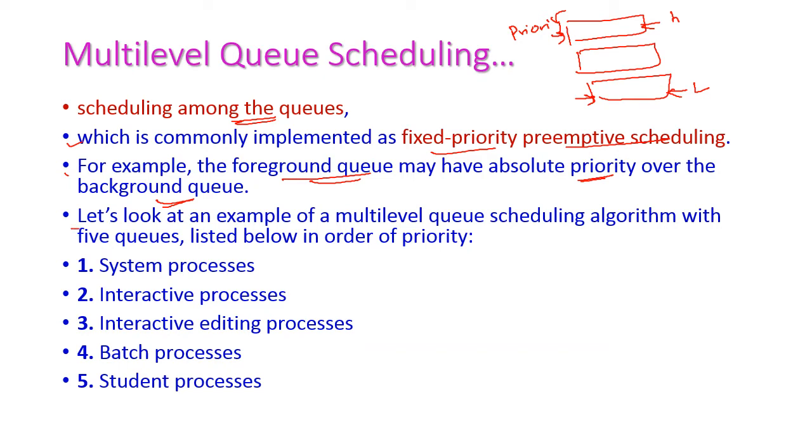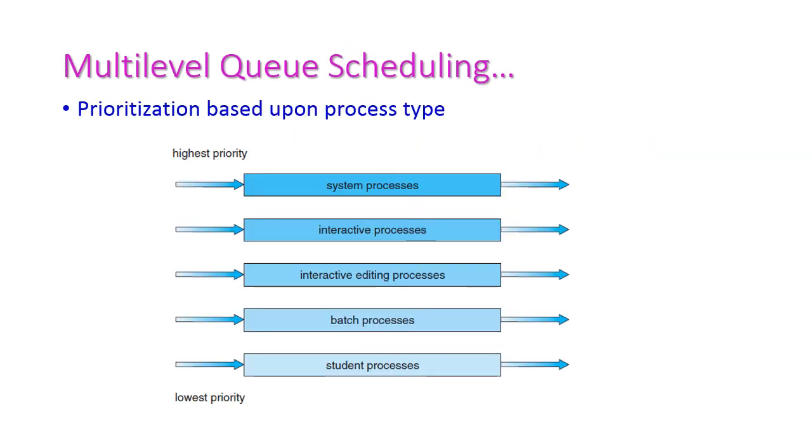Let us see one example with five ready queues. The first one is system process, then interactive process, interactive editing process, batch process and student process. This is the order of priority: this is the highest priority and this is the lowest priority. The order is given likewise. So based on the process type, we have created five different ready queues.